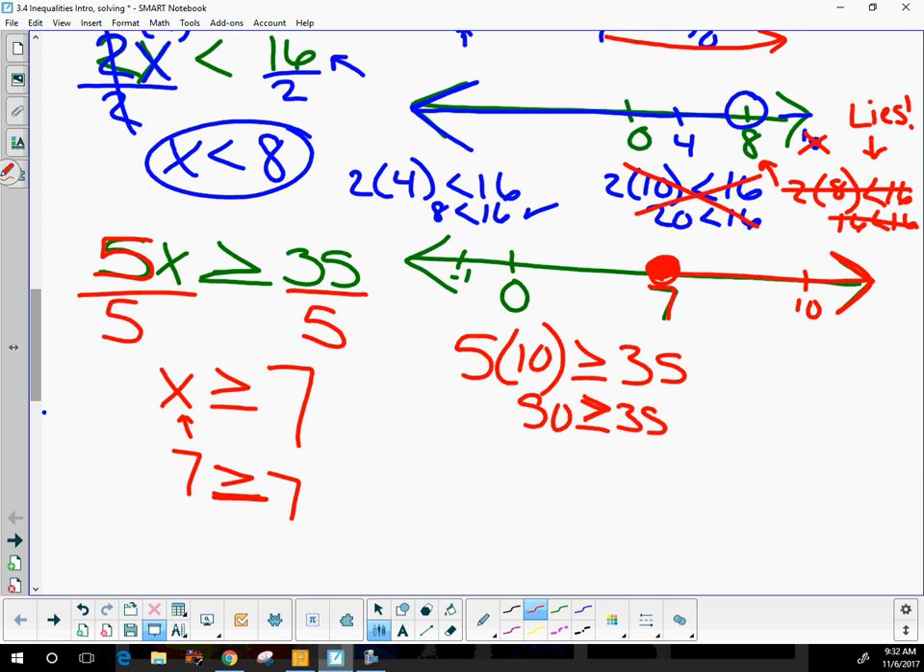And again, if I plugged 7 in, do we still get a true statement? Remember, that's what we're going for. We're seeking out the truth here. 35 is greater than or equal to 35. This satisfies the part about it being equal. So yes, that is a true statement. We can include 7 in our little circle of friends or our circle of possibilities.